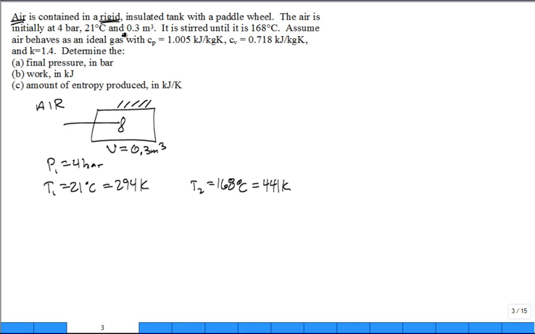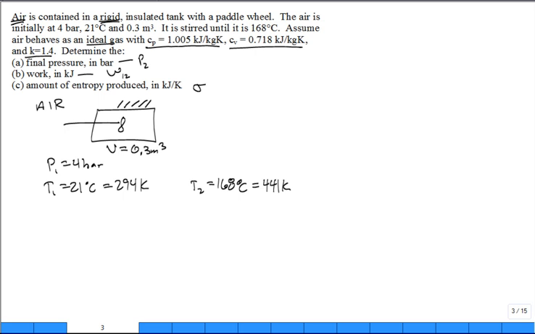Assume air behaves as ideal gas. Use constant specific heats. Here's the value of C sub P, the value of C sub V, and the value of k, which is a ratio. Determine the final pressure in bar. How do you find the final pressure in bar, P2? Then find the work, 1 to 2. Then the amount of entropy produced in the system.